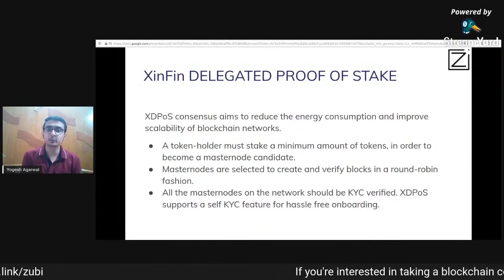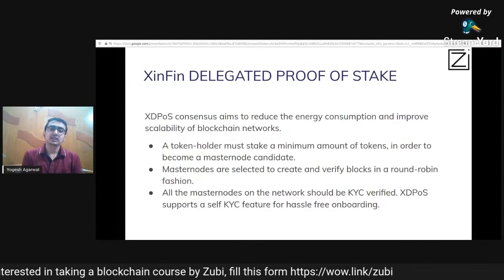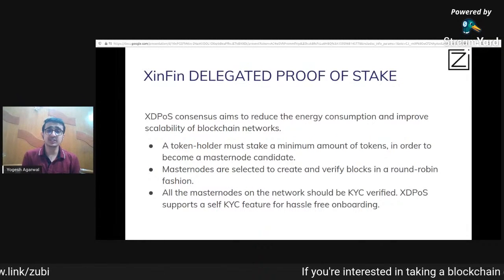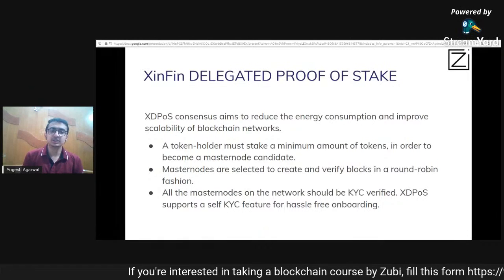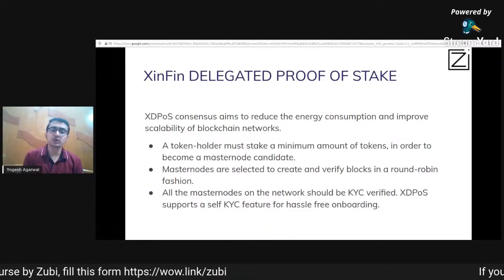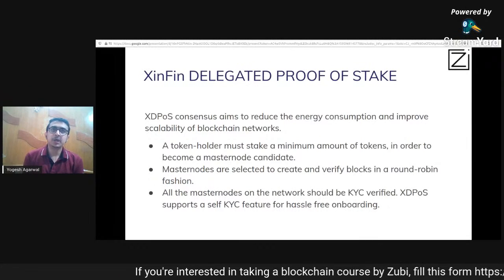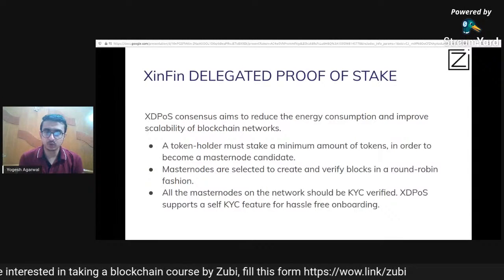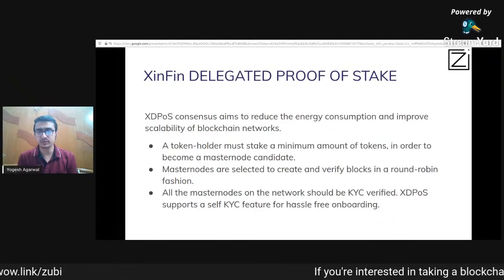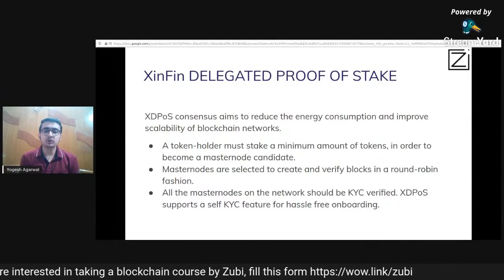Then comes XDPoS, XinFin delegated proof of stake. The major aim of this algorithm is to reduce energy consumption and improve the scalability of blockchain networks. Let's understand how the mechanism exactly works. It is quite similar to proof of stake in that each node has to stake a minimum amount of tokens in order to become a master node. In proof of stake we called them validators, and in this they are called master nodes. There is a minimum amount, and you can always stake more than that.